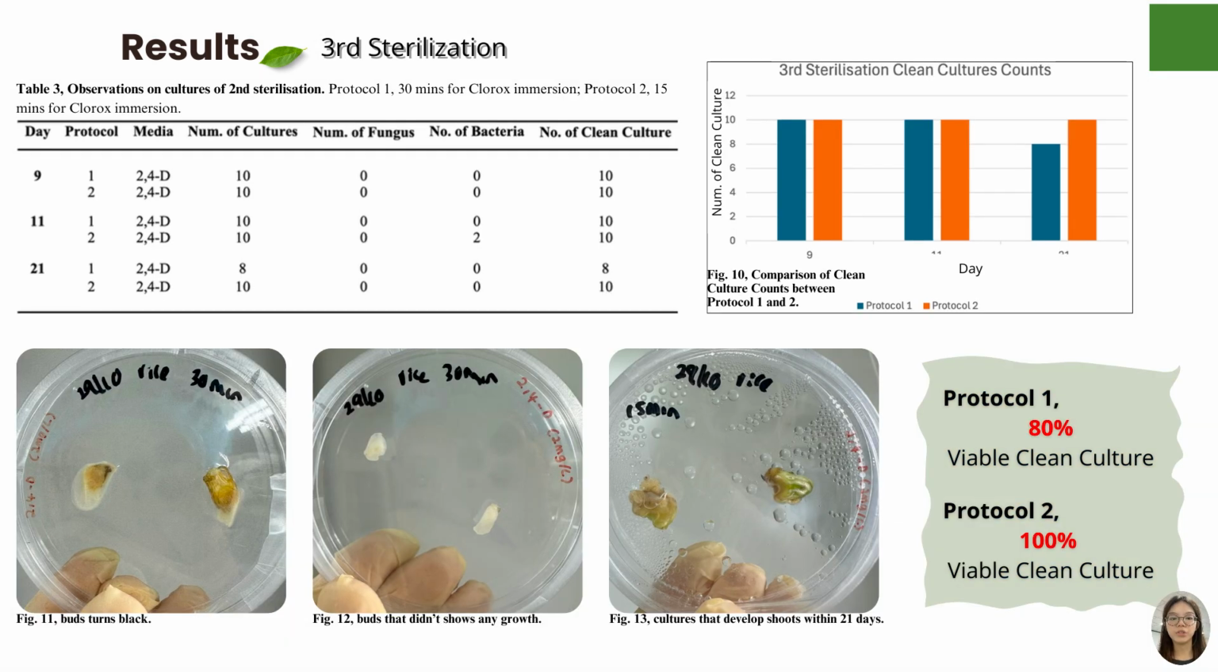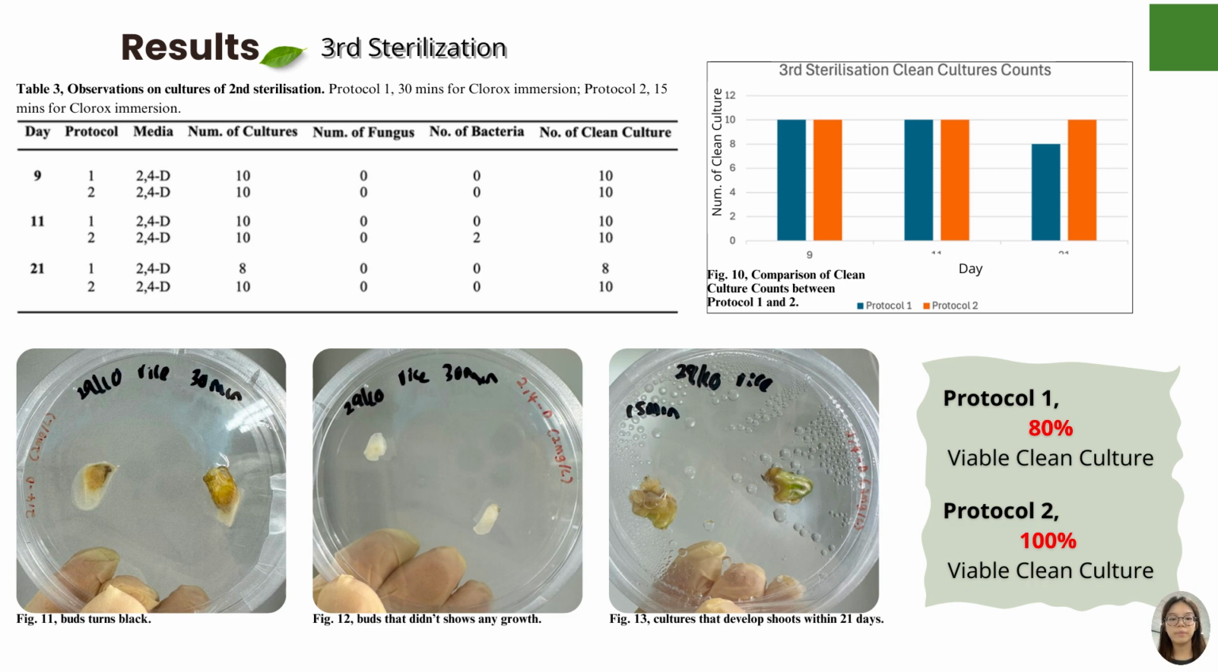Okay, here's the observation for the third sterilization, and this time we only observed our culture until day 21. But something different is we had prepared 5 replicates for each protocol. At the end, more viable clean cultures were obtained from Protocol 2 compared with Protocol 1. And here are the figures showing some interesting observations.